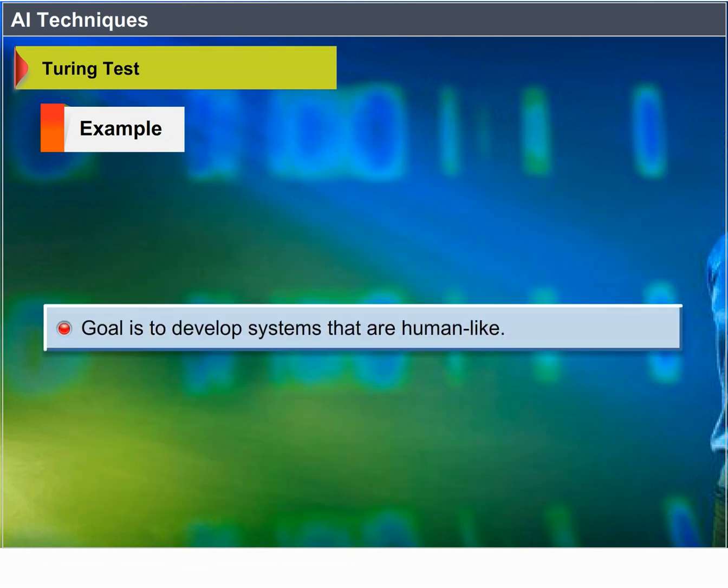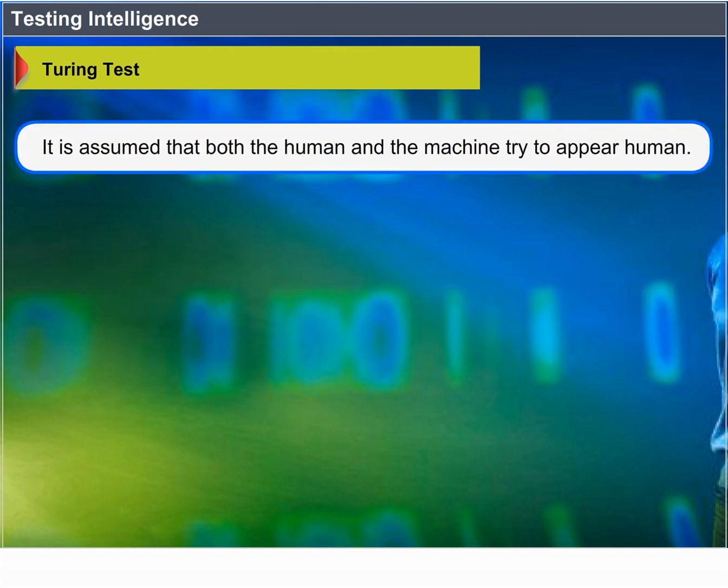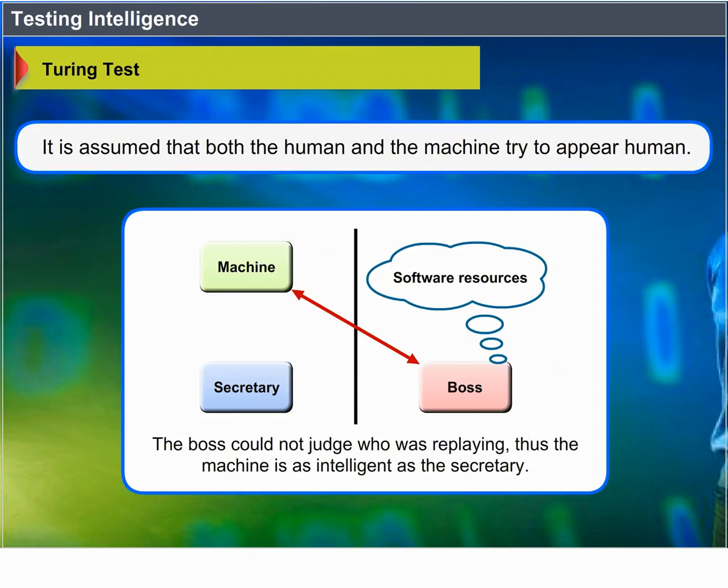A human judge engages in natural language conversation with two other parties, namely a human and a machine. If the judge cannot reliably tell who is which, the machine is said to pass the test. It is assumed that both the human and the machine try to appear human. The boss could not judge who was replying. Thus, the machine is as intelligent as the secretary.